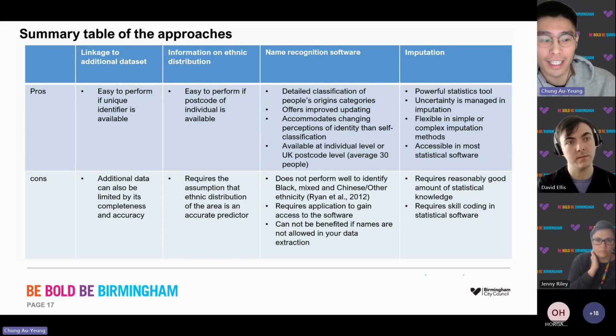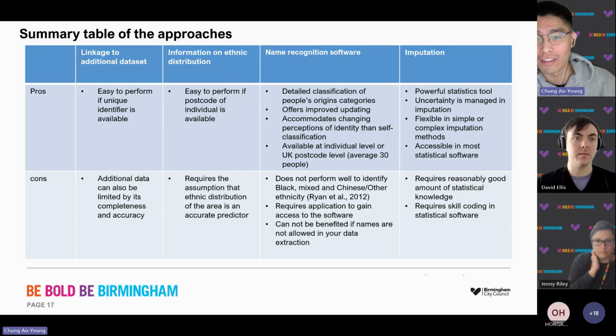So the next one is information on ethnic distribution. It is also very easy to carry out. However, it requires us to assume the ethnic distribution of the area is an accurate predictor. And we also need to have the postcode or LSOA of the patients, which in our case, we do not have either.